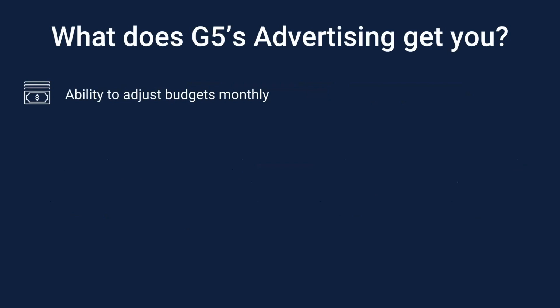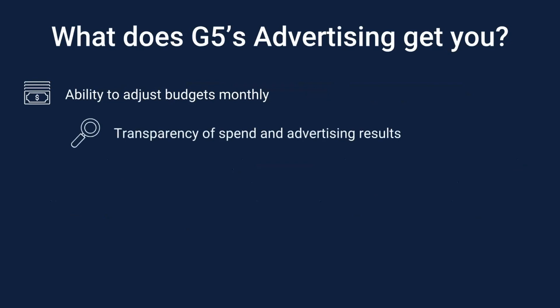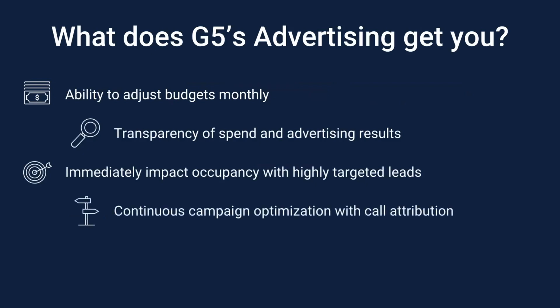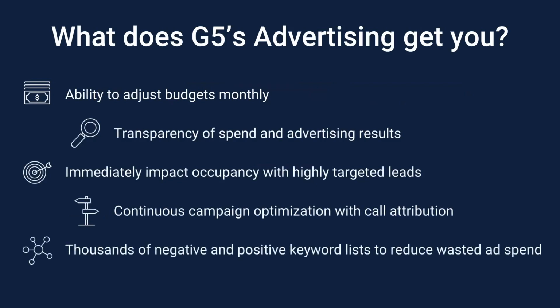So, what does G5 advertising actually get you? The ability to adjust budgets monthly. Unlike aggregators or internet listing services that are often a tiered and set amount, our budgets are extremely dynamic. You'll get that transparency into spend and the metrics behind your campaigns. You'll see a fast impact to occupancy with highly targeted leads, which your leasing agents are sure to appreciate. You'll receive continuous campaign optimization driven by all the data we receive from call attribution, A/B testing, keyword optimization, and thousands of negative and positive keyword lists to reduce wasted ad spend.